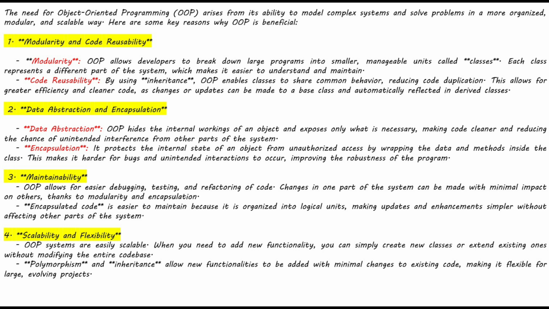Now, what are the features that object-oriented programming languages provide over the procedural programming languages? First comes modularity and code reusability. What is modularity? In object-oriented programming, developers can break larger problems into smaller and more manageable units called classes. Each class represents a different part of the system, which makes it easier to understand and maintain.